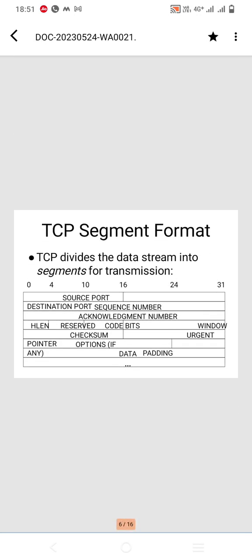Now let us see the packet format of the TCP segment. This is the packet format of the TCP segment. The first fields are the source port field and the destination port field, and next are the sequence number and acknowledgement number. Next are the header length, reserved for future use, and the code bits. Next are the window, checksum, urgent pointer, and then the options, and the last field will be the padding, and next will be the data to be sent out.